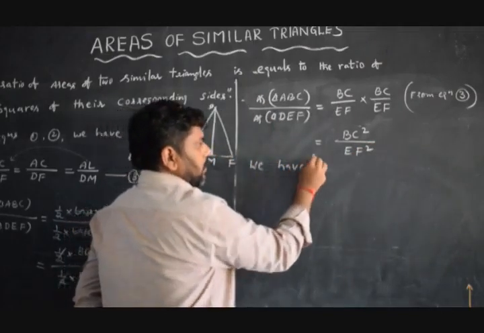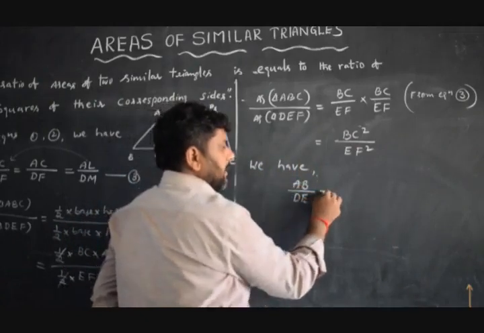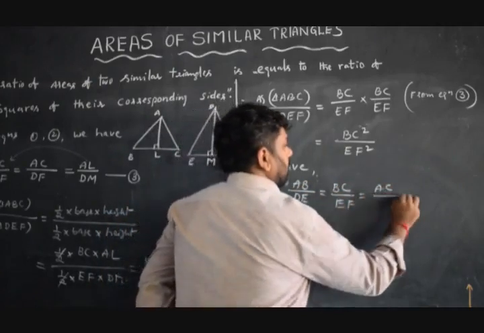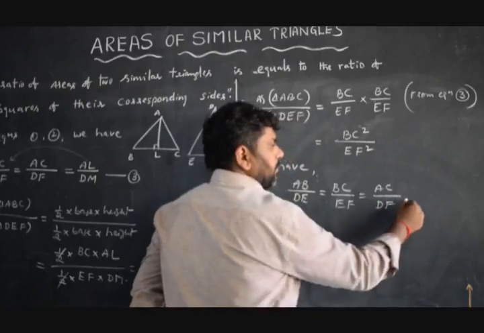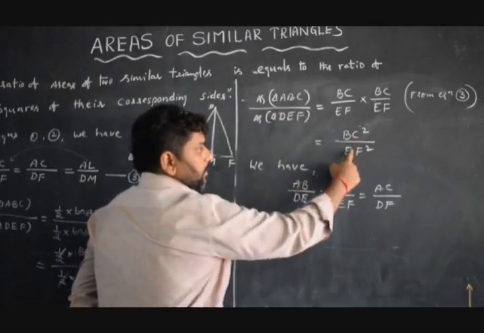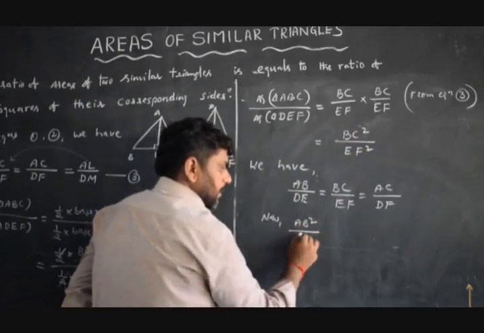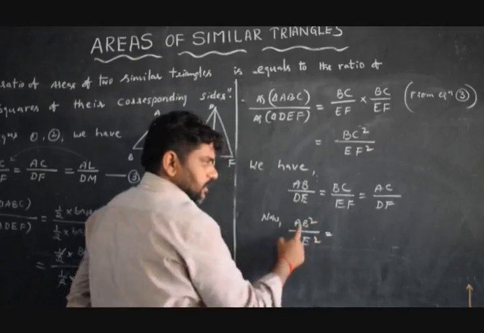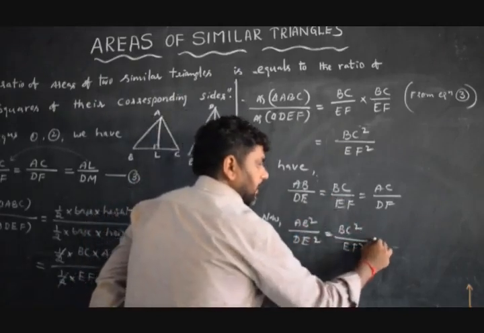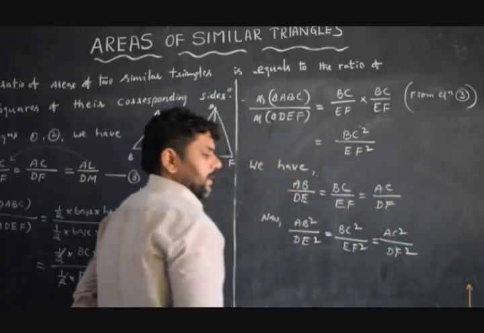We have AB by DE, BC by EF, AC by DF. Now, ABC square by EF square we got. Therefore AB square by DE square, BC square by EF square, AC square by DF square.